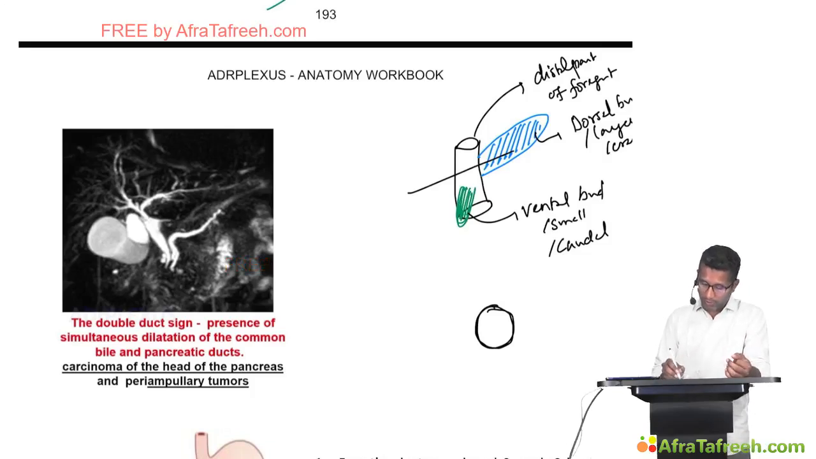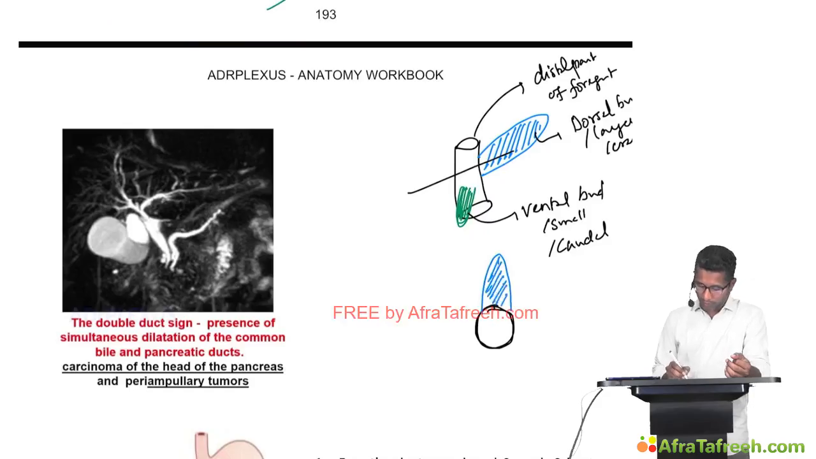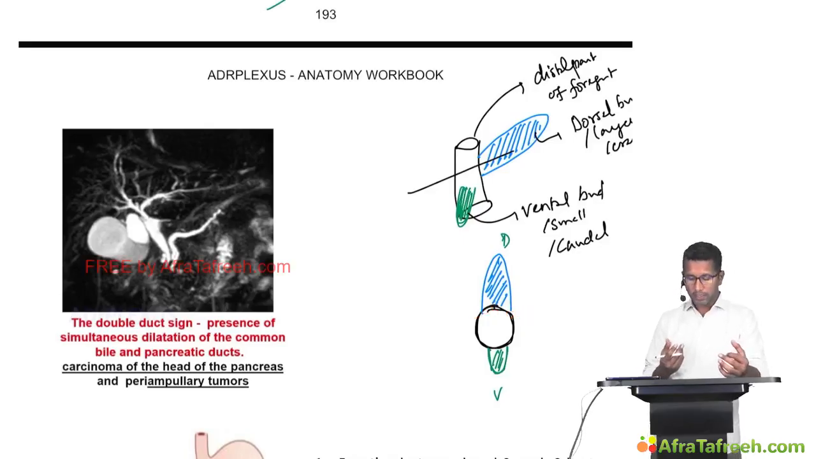If you see here, there is a bud which is present here. This bud is the dorsal bud, and the bud which you see here is called the ventral bud. This is the ventral bud, and this is the dorsal bud. Now what happens is, in the intestine, an embryological sequence happens which is called the rotation of the gut. We'll discuss the rotation of the gut also.